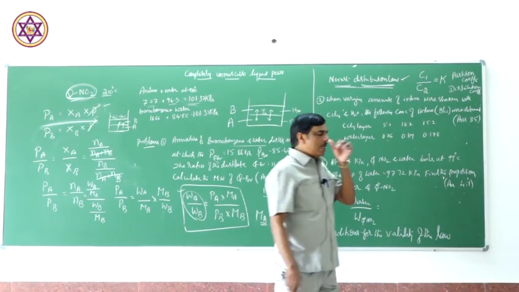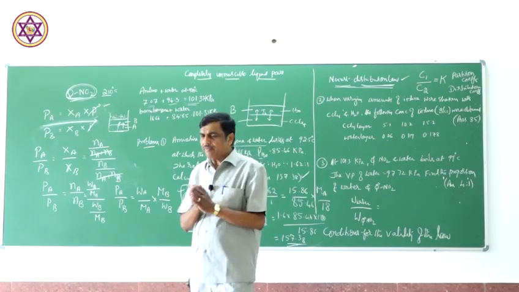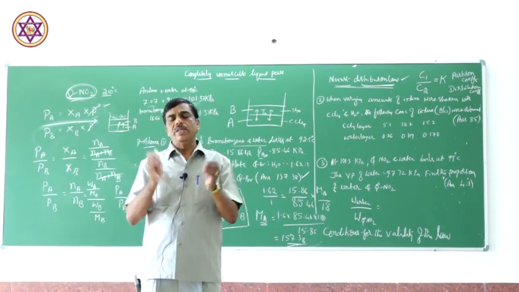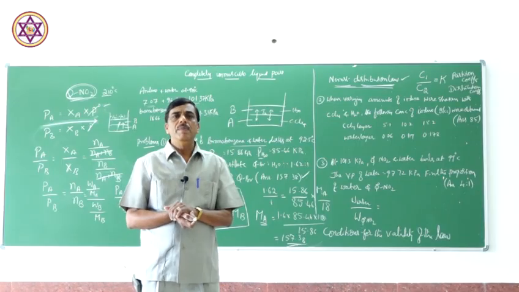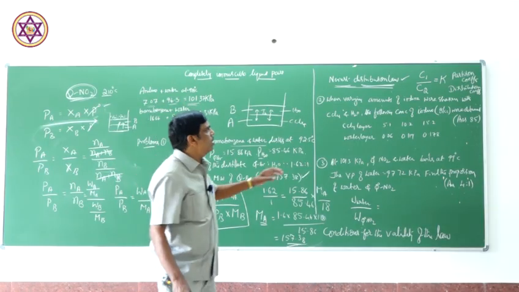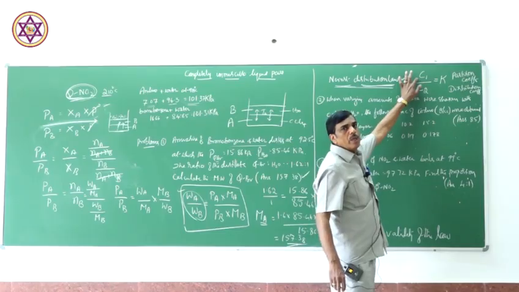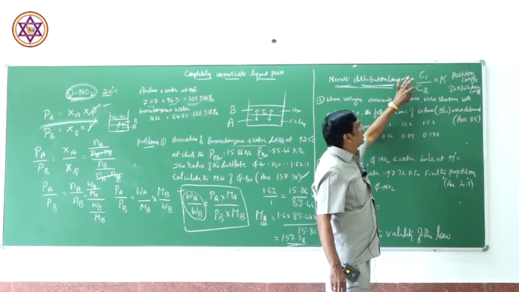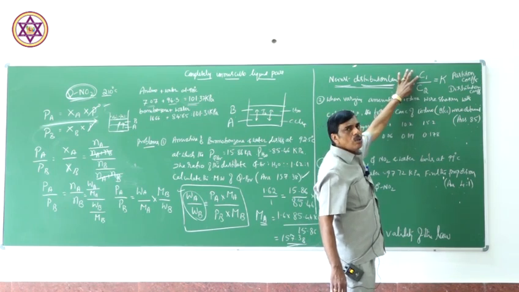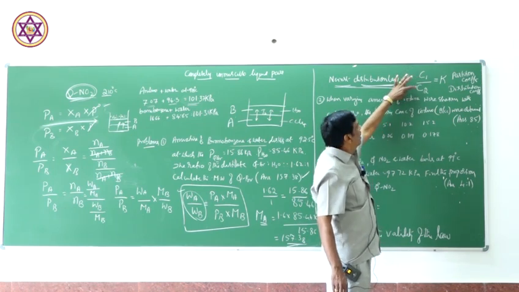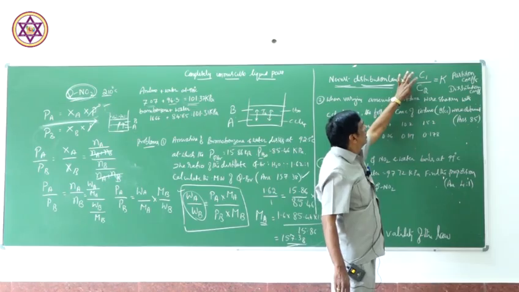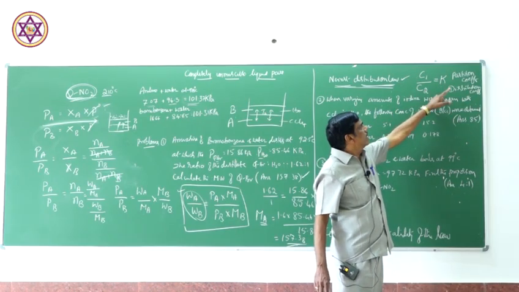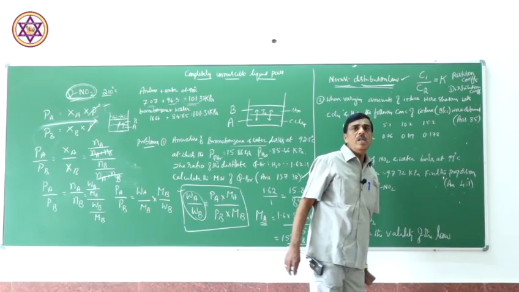Therefore, that is the law. Nernst law says that when a partially soluble solute is dissolved in a pair of immiscible liquids, then the ratio of the concentrations of the solute in the two liquids, C1 by C2, where C1 is the concentration in the first liquid and C2 in the second liquid, is always constant at constant temperature. This constant is called the partition coefficient or distribution coefficient.